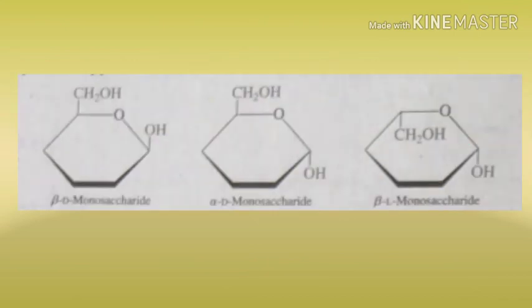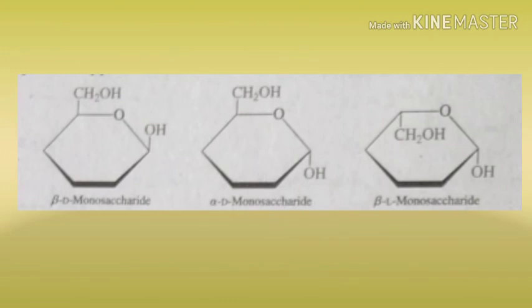While in this picture, the alpha or beta configuration is determined by the position of the OH group, so they are related to the D and L form. In the beta form, the groups point in the same direction, while in the alpha form, the groups point in opposite directions.